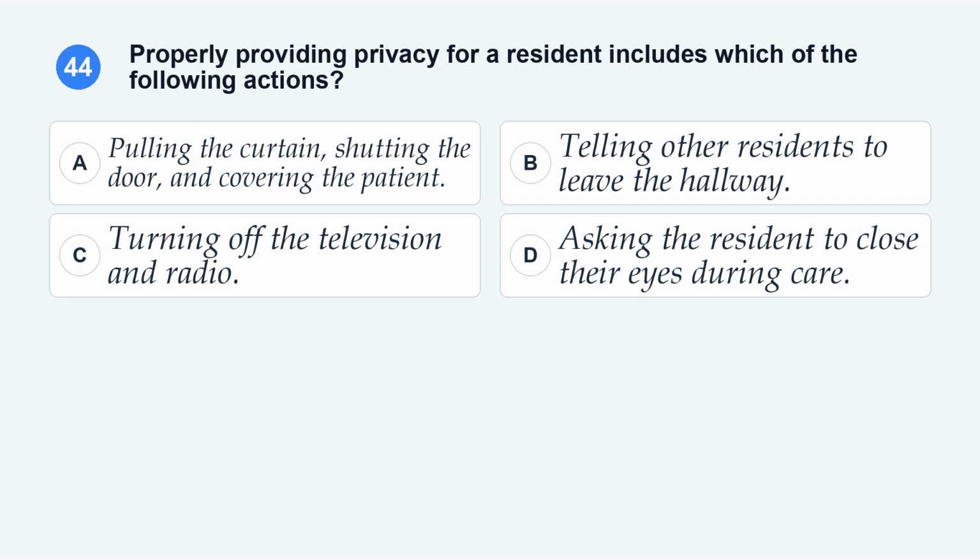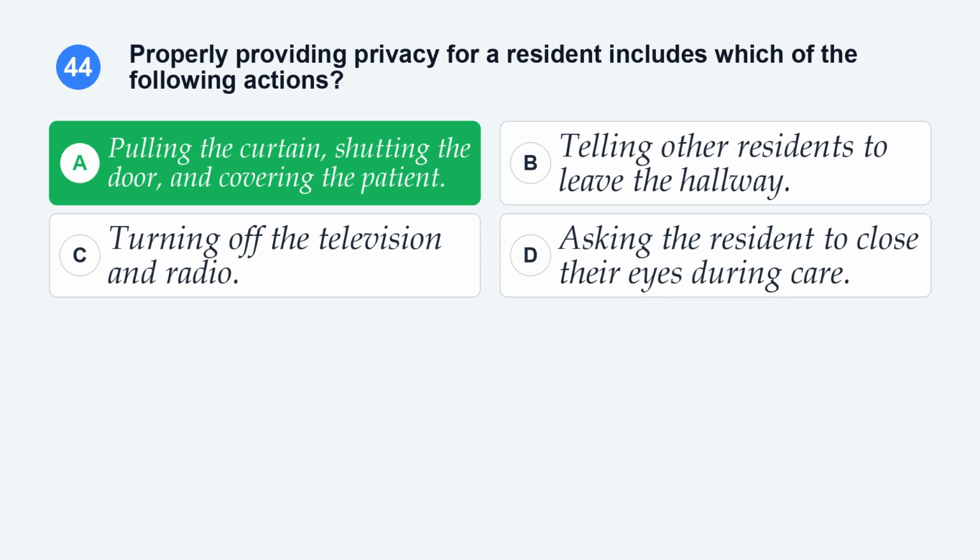Option A. Pulling the curtain, shutting the door and covering the patient. Option B. Telling other residents to leave the hallway. Option C. Turning off the television and radio. Option D. Asking the resident to close their eyes during care.